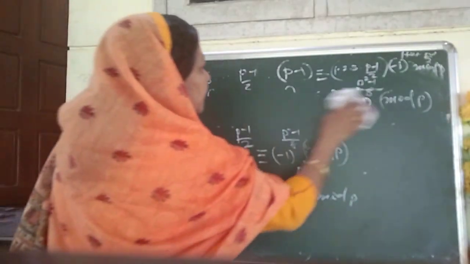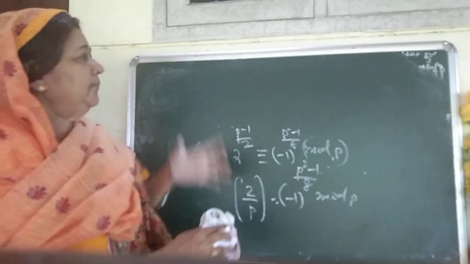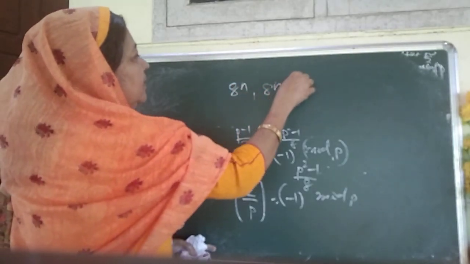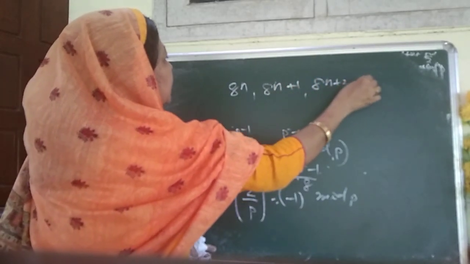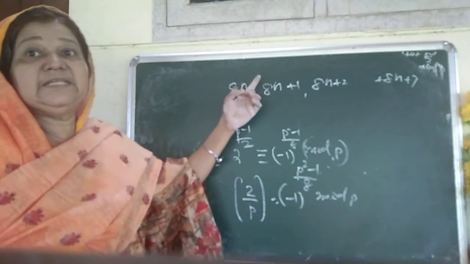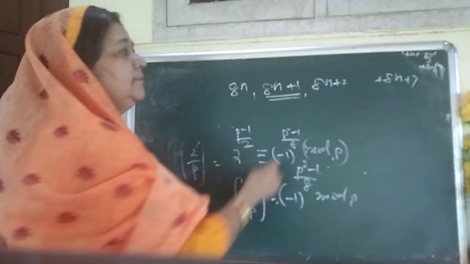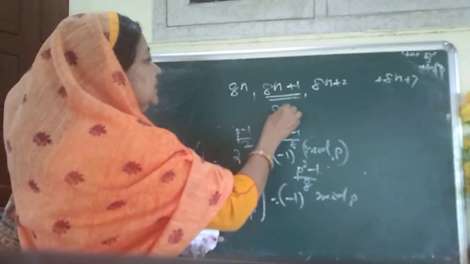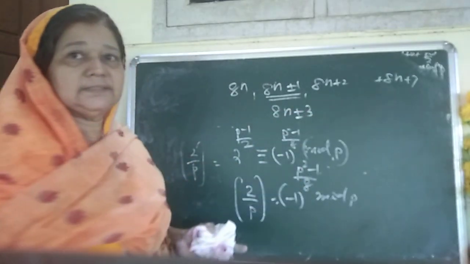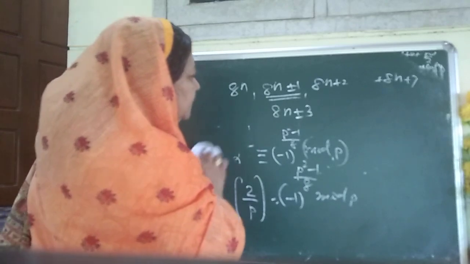But we know that if p is a number, then p can be 8n, or 8n plus 1, or 8n plus 2, etc., up to 8n plus 7. But we are given that p is an odd prime. Therefore, it may be either 8n plus 1, or 8n plus 3, or 8n minus 1, or 8n minus 3. Therefore, consider p square minus 1 by 8.